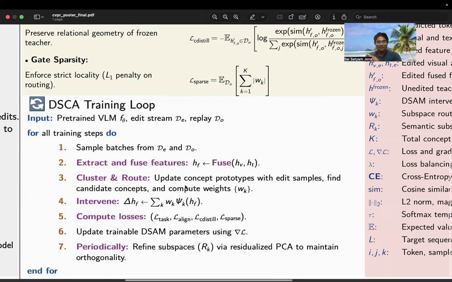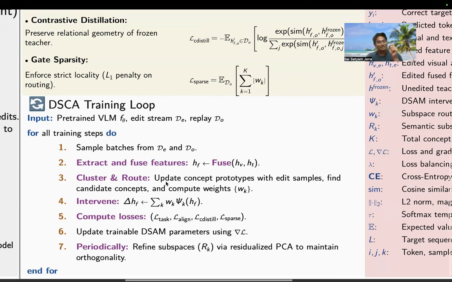Cluster and route. As I said, update concept prototypes with edit samples and find candidate concepts. Concept prototypes means the centroid: all these clusters, which we say are one concept, consist of HF values that have one centroid, which we call a prototype. This centroid needs to be updated based on the data which we have pushed into the model during inference, and it will be updated according to one threshold. The details are in the paper. Then we find candidate concepts with the two stage concept selection. Then we compute these W_K weights, which are the concept level sparsity weights. Then we do the intervention.